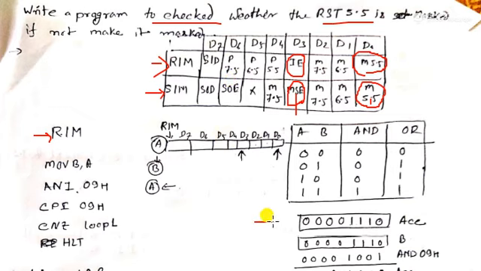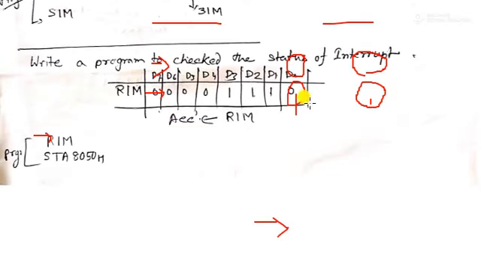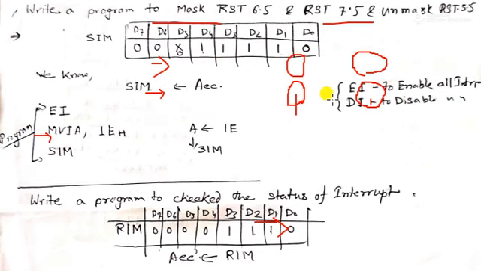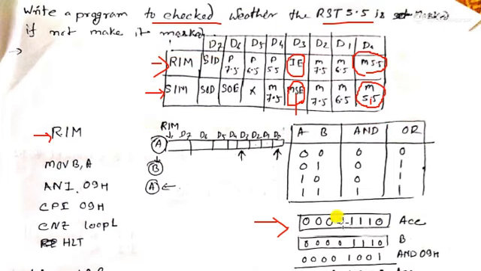So we take an example. After the RIM instruction, the accumulator content is 00001110. That means RST 5.5 is unmasked, 6.5 is masked, 7.5 is masked. Mask set enable, interrupt enable is 1, no interrupt is pending, and this is 0. That means we take the example of this. Previously this status is now showing. The accumulator content is 000E.